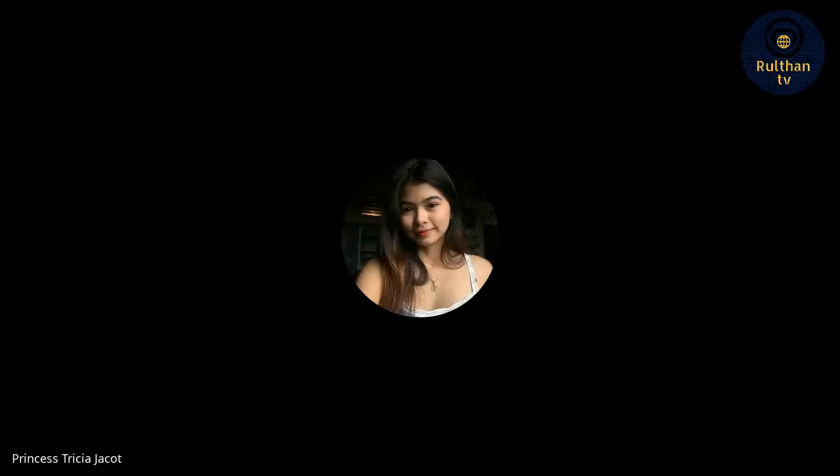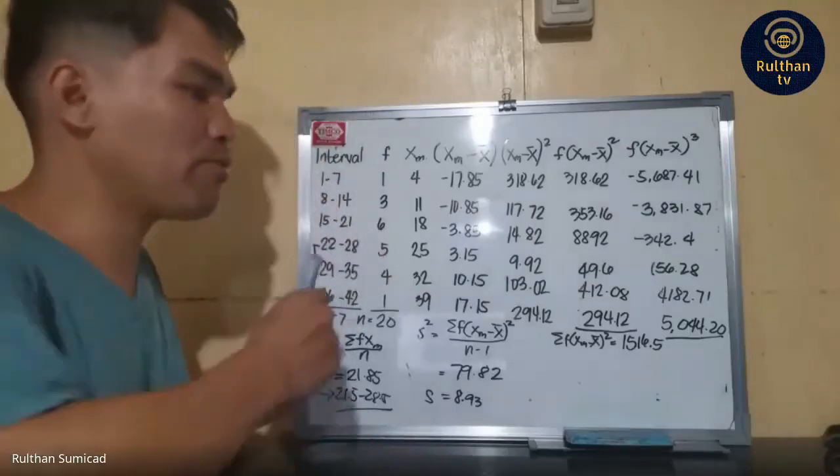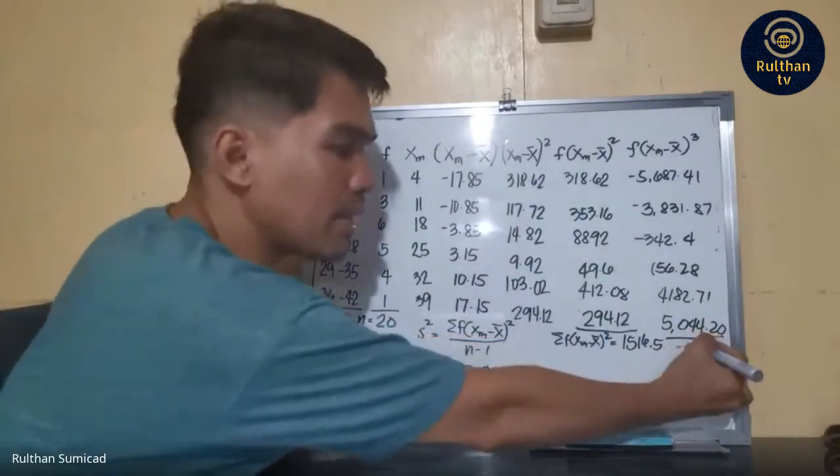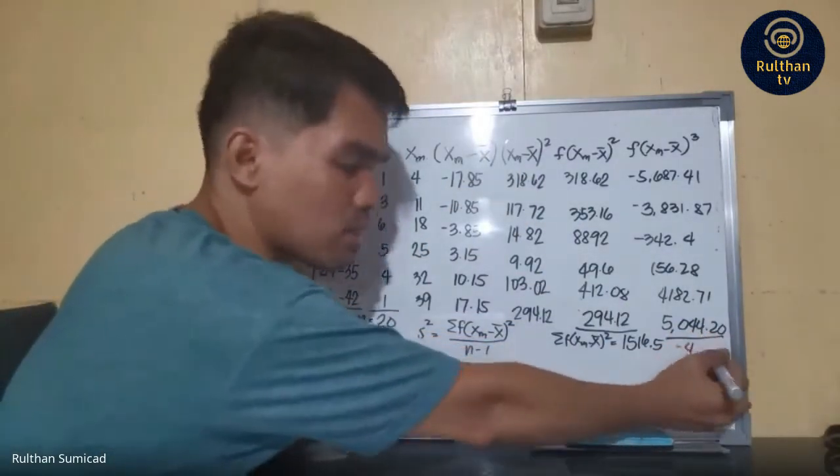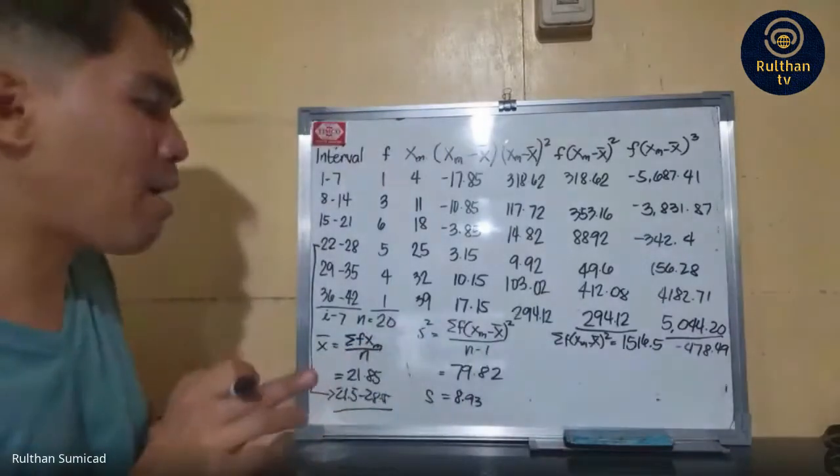4,182.71. 5,044.20. Okay, I need the summation for this. That is negative 478.49. In this case, you see that the distribution is negatively skewed. So let us solve now our skewness.